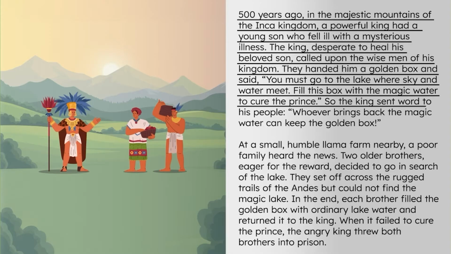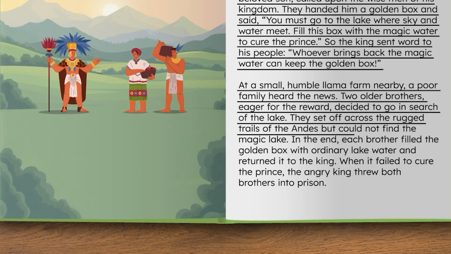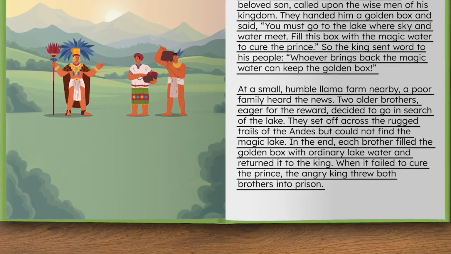So the king sent word to his people, 'Whoever brings back the magic water can keep the golden box.' At a small humble llama farm nearby, a poor family heard the news. Two older brothers, eager for the reward, decided to go in search of the lake. They set off across the rugged trails of the Andes, but could not find the magic lake. In the end, each brother filled the golden box with ordinary lake water and returned it to the king. When it failed to cure the prince, the angry king threw both brothers into prison."